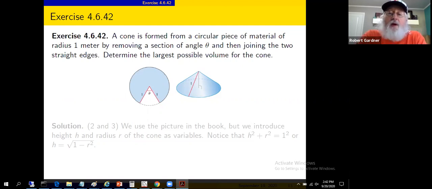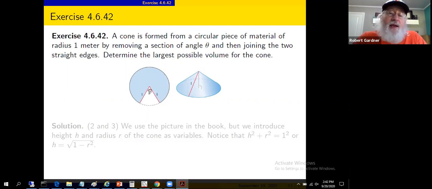Okay. You might want to think of this almost as a dynamic problem, as you do with all of these max-min problems. If theta is really small, or even 0, then you're producing a really small volume cone, or a cone with 0 volume if we take theta to be 0. So if we don't cut out anything, we get just a flat disk, which has height 0, if we try to treat it as a cone.